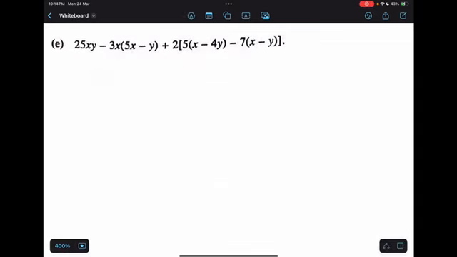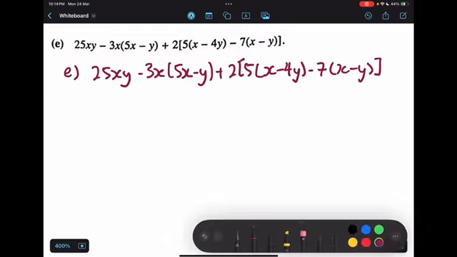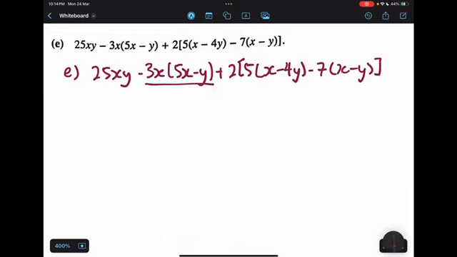Alright, last question, question E. In E, we have 25xy minus 3x times 5x minus y plus 2 times 5 times x minus 4y minus 7 times x minus y. Alright, I'm going to look at the brackets that we have over here. Right now, what I can see is that I have one over here, and I got one big one here and two small ones inside.